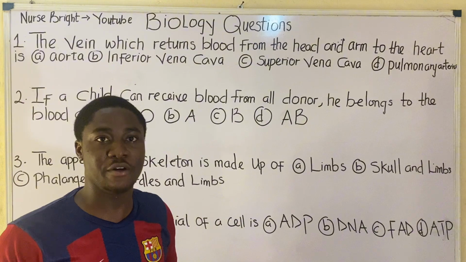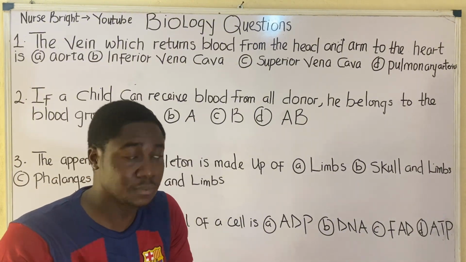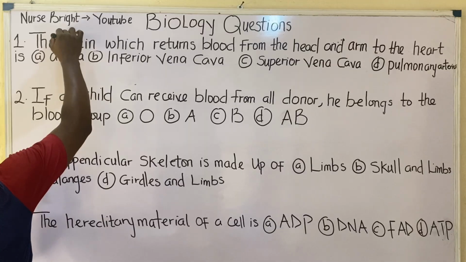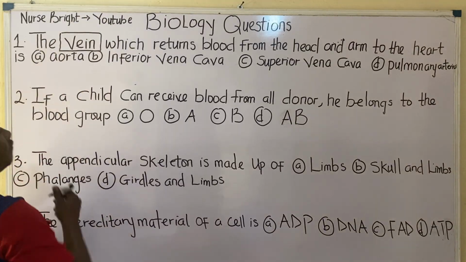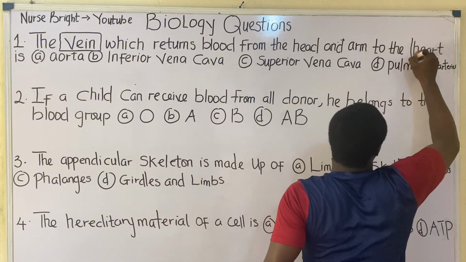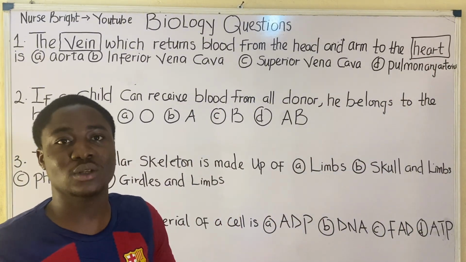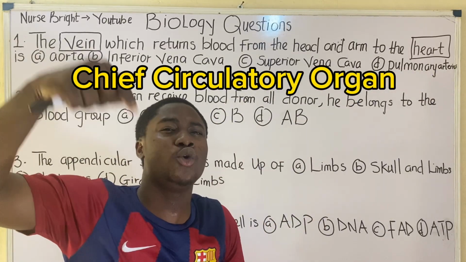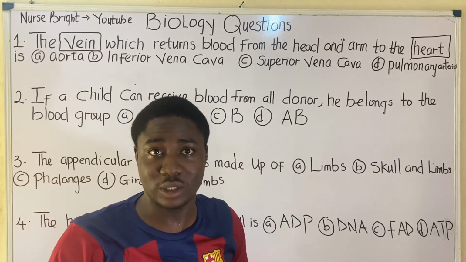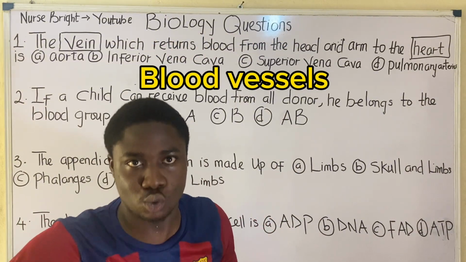Now, it is extremely easy. First of all, we have to basically analyze the question. Now, I saw the word vein. Before we even talk about the vein, I also saw the heart as well. Now, this must be noted. It must be noted here that the heart is the chief circulatory organ in the body, and it is made up of different blood vessels.